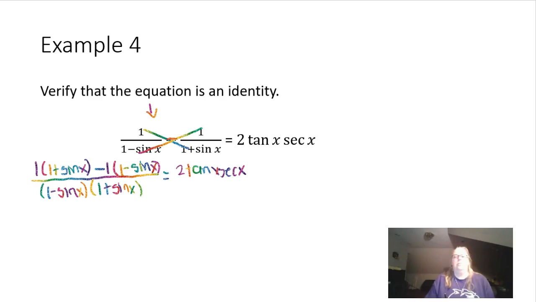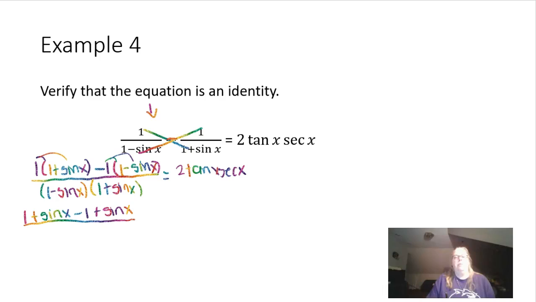Okay, let's multiply everything. We'll distribute the 1 into the parentheses. We'll distribute the negative 1 in the parentheses. And I'm going to go ahead and FOIL the denominator here and see what happens. All right, so 1 times 1 is 1. 1 times the sine, that's going to give me plus the sine of x. Negative 1 times 1 is going to give me negative 1. Negative 1 times the negative sine is going to give me a positive sine x.